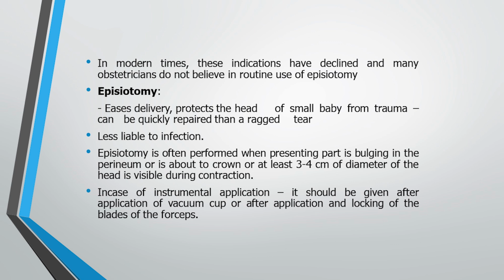What are the functions of this episiotomy? The episiotomy eases the delivery of the fetal head, the easy passage of the fetal head. It protects the head of the small baby from damage, from trauma at the time of delivery. And again, it can prevent uncontrolled tear of the perineum. Episiotomy is less liable to infection and is often performed when the presenting part of the fetus is bulging in the perineum or is about to crown.